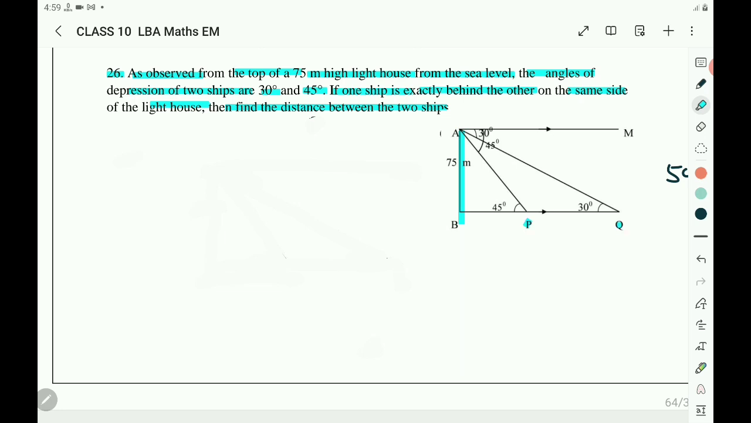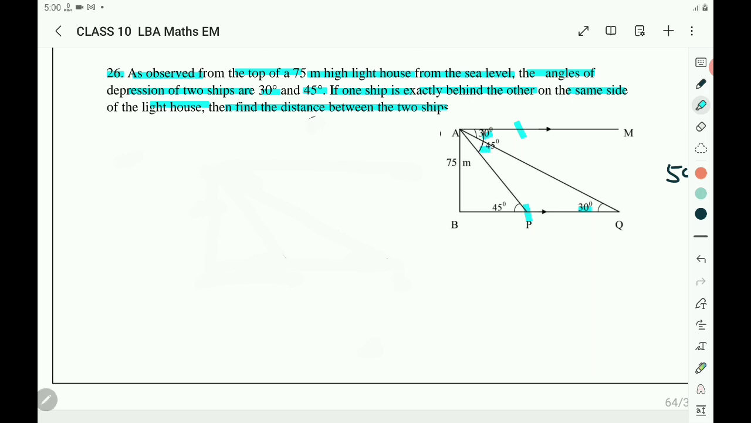P and Q are the two ships. We have to find the distance between the two ships, that is PQ. And the angle of depression of the ship Q is 30 degree and of the ship P is 45 degree. Here we have to use the property of alternate angles. As this AM is parallel to BQ, angle MAQ is equals to angle AQB. They are the alternate angles.